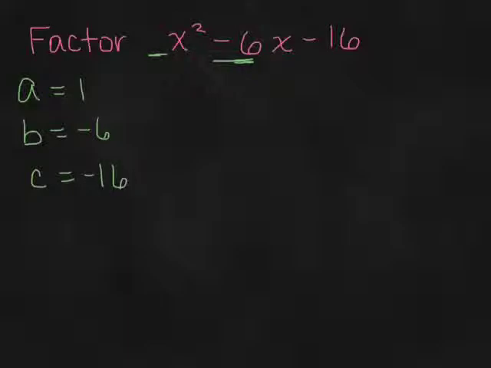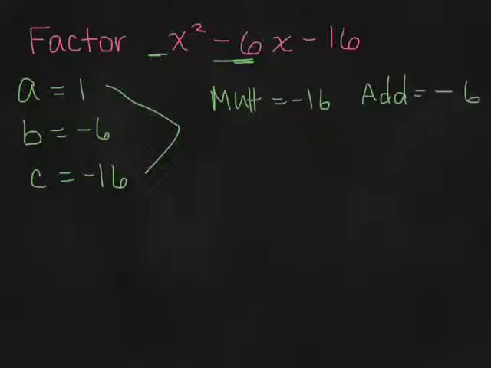What we're looking for are two numbers that multiply to get negative 16, because negative 16 times 1. So we're looking for two numbers that multiply to get negative 16, but add to get our b value, which is negative 6. If I can't think of those numbers right off the top of my head, then I start listing numbers that multiply to get negative 16.